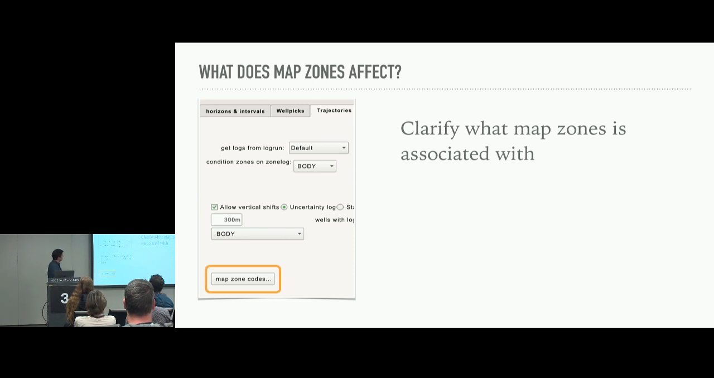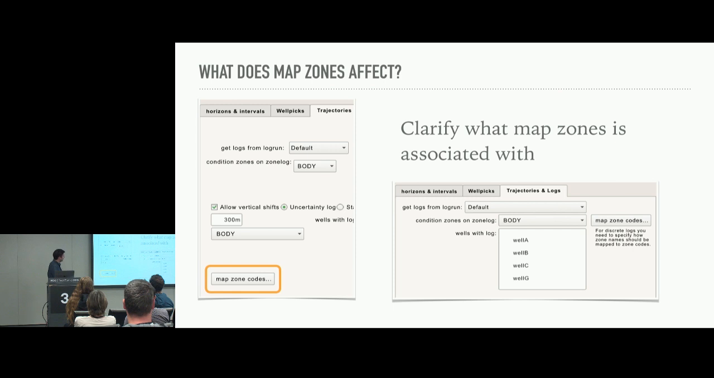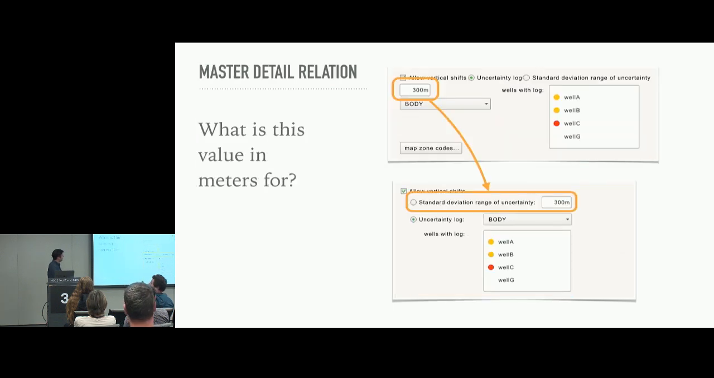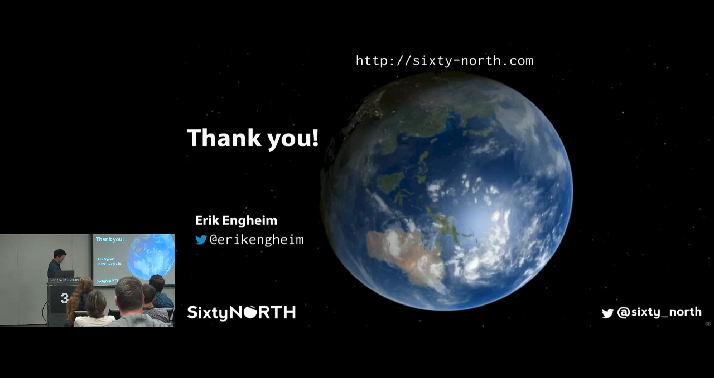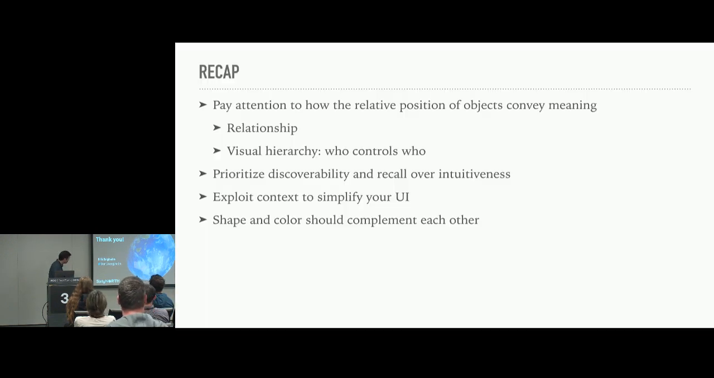So I'm just going to click through this stuff here and go to, let me just do the recap here first. So basically what I'm getting across is that you should pay attention to where things are placed, because that tells you about the relationship between the components, the visual hierarchy, what component controls another component. And I'm trying to say that you should prioritize discoverability and recall over intuitiveness. Now, of course, if you can make something intuitive, that's great. Just do that. But don't go all the way so that you're reinventing hieroglyphics.